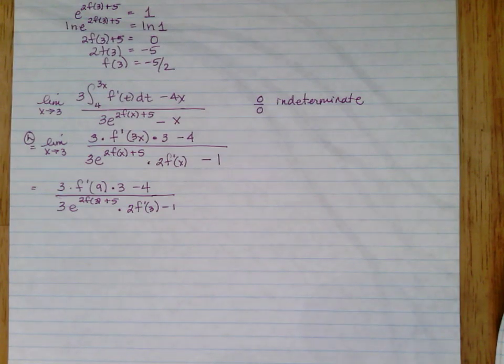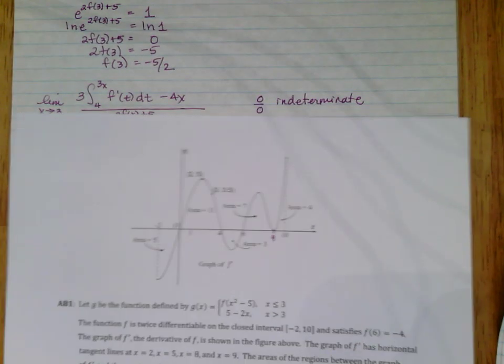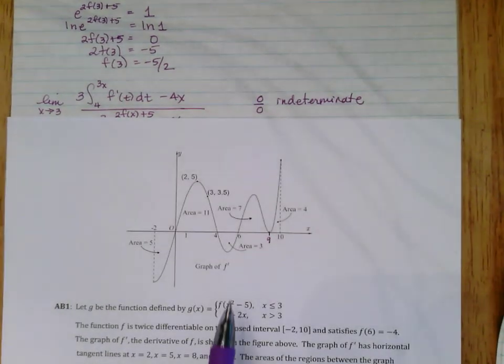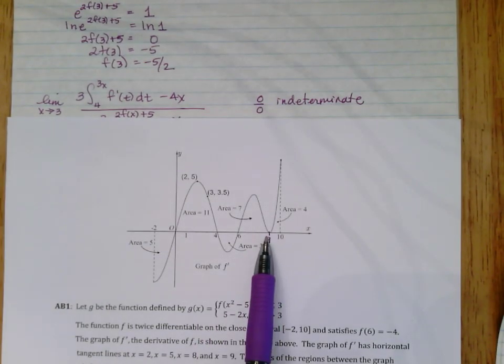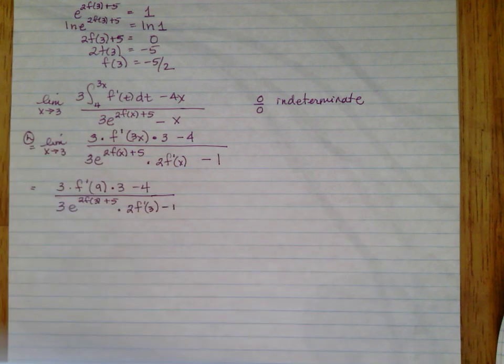Okay, so we want to get a little bit further now. So we need to know what f prime of 9 is. So let's look at that graph. Remember, this is f prime. f prime of 9 is 0. Right? When x is 9, y is 0. So f prime of 9 is 0.